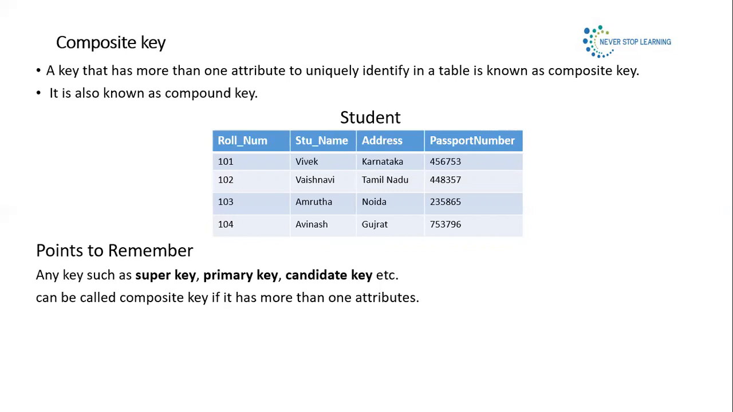So that kind of key is known as compound key or composite key. Now points to remember for composite key: any key such as super key, primary key or candidate key can be called a composite key if it has more than one attribute. It is finally a combination of keys. That's why it's known as composite key. So alone passport or alone roll number we will not call a composite key. When we combine it with another attribute, then only we will call it a composite key.